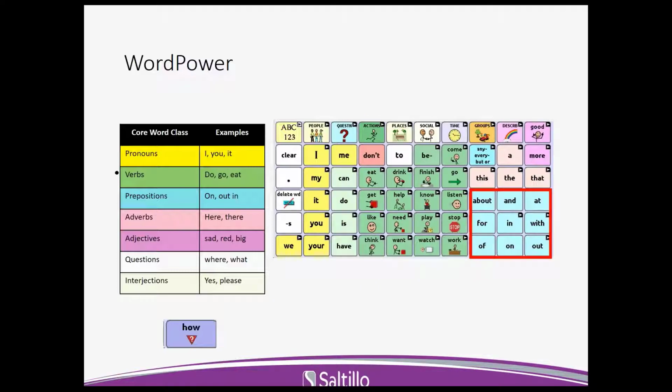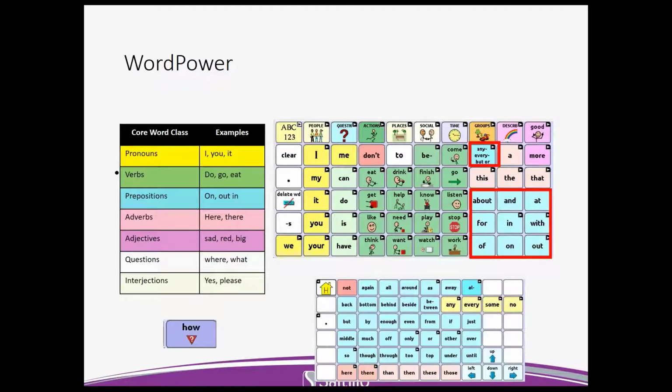Next, we have blue for prepositions, or those position words like on, out, and in. On many of the Word Power files, there's an extra words page that will take us to more position or preposition words, as well as being able to negate with that red color coding for those negative words.